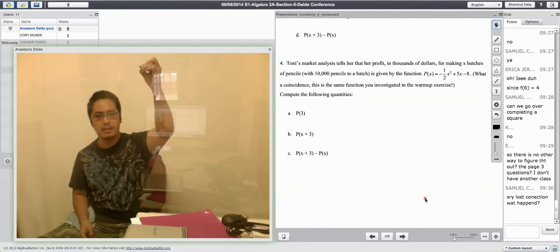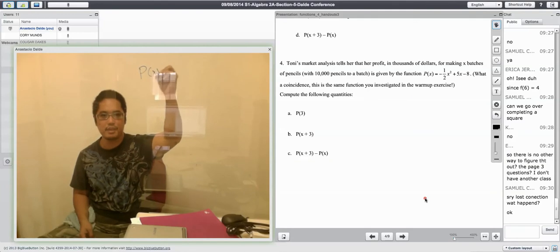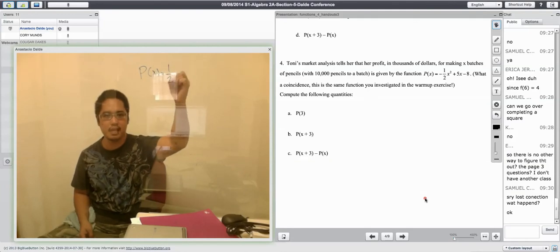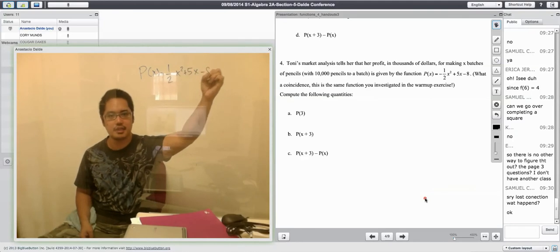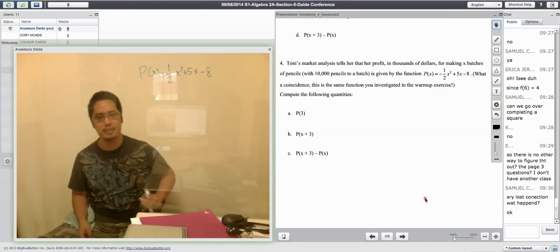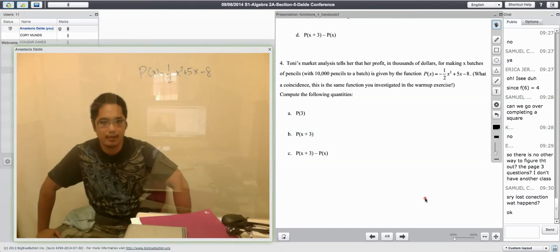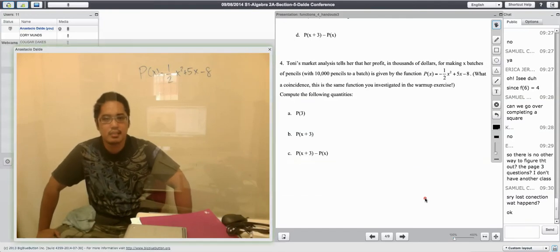Anyway, I'm on number 4, page 4. So we've got P of X is equal to 1/2 X squared plus 5X minus 8. That's actually profit, I think. That stands for profit. What a coincidence. This is the same function you investigated in the warm-up exercises. Oh, okay. All right, fine.